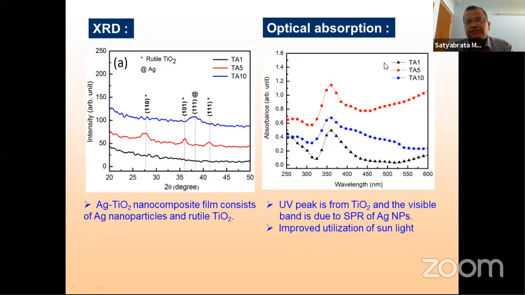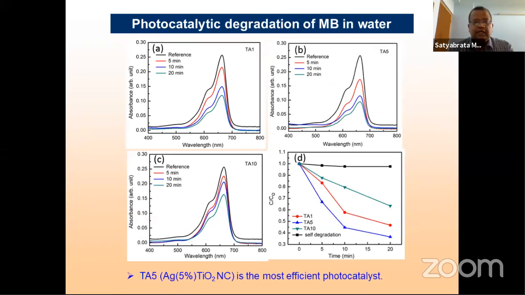And as we increase the content of silver from 1%, 5%, 10%, you can see that there is a variation in absorbance. The UV peak is from TiO2, whereas the visible band is due to the surface plasmon resonance of these silver nanoparticles. And we tested this for photocatalytic degradation of different pollutants, in this case methylene blue. And 5% loading of silver, that is TA5, leads to extremely high efficiency. It can degrade all the pollutants in water in just around 20-25 minutes.